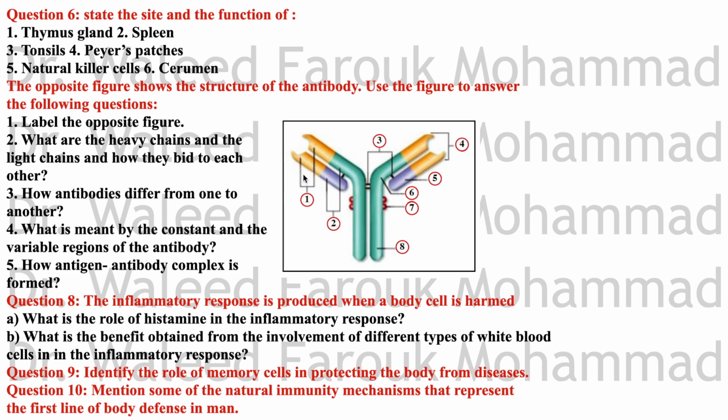What is the benefit obtained from the involvement of different types of white blood cells? It increases the capacity of the immunity for killing different pathogens. Okay.